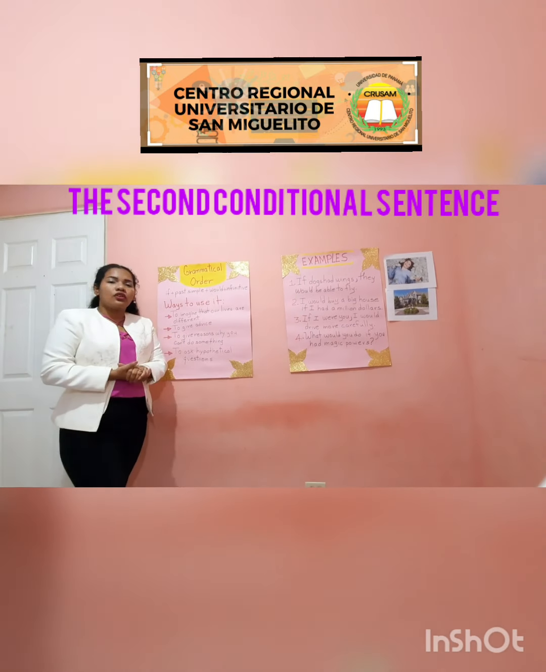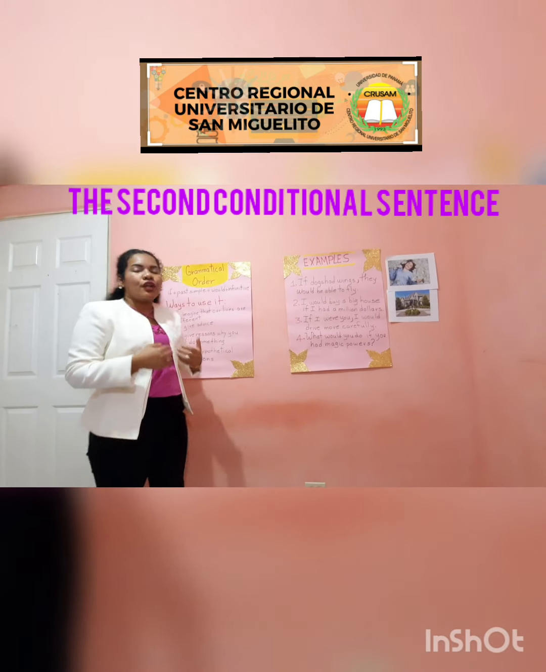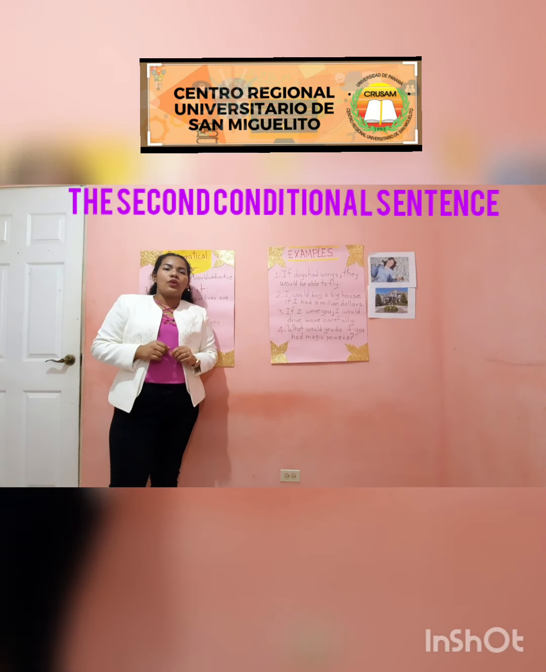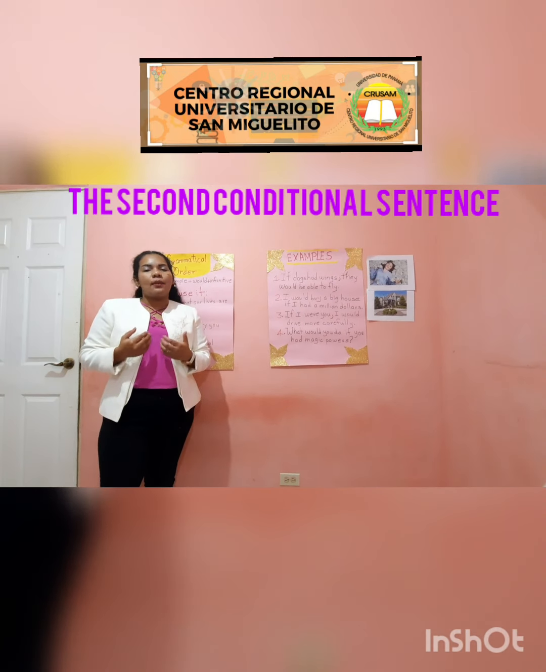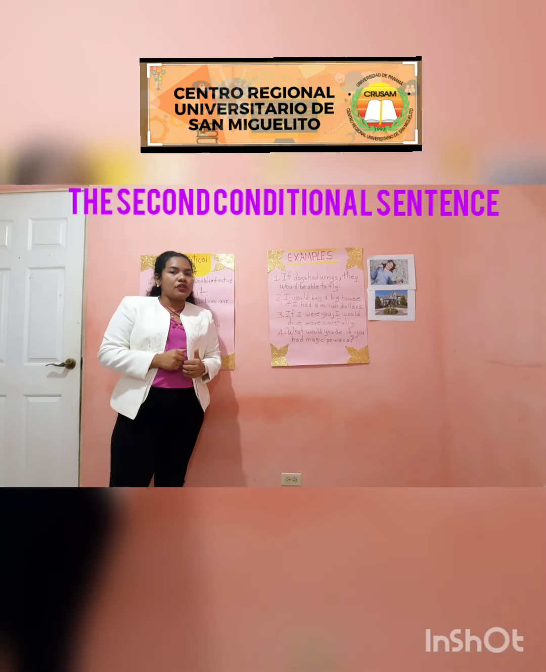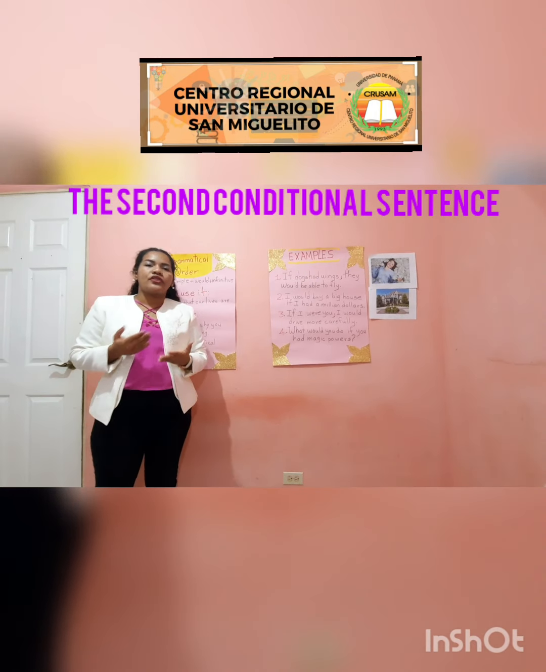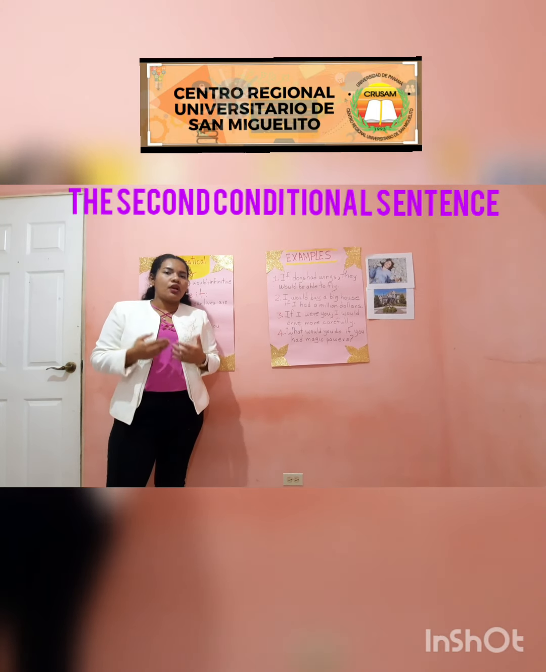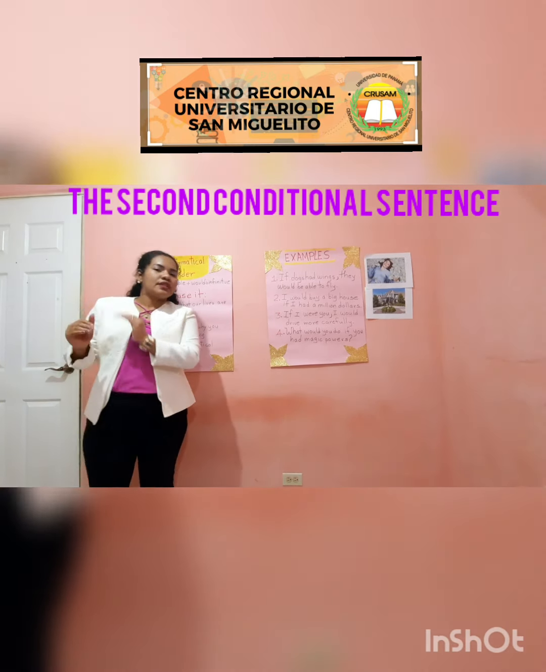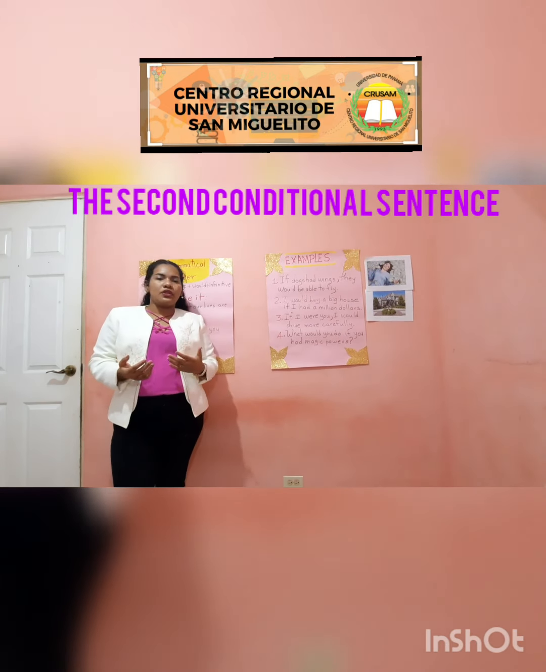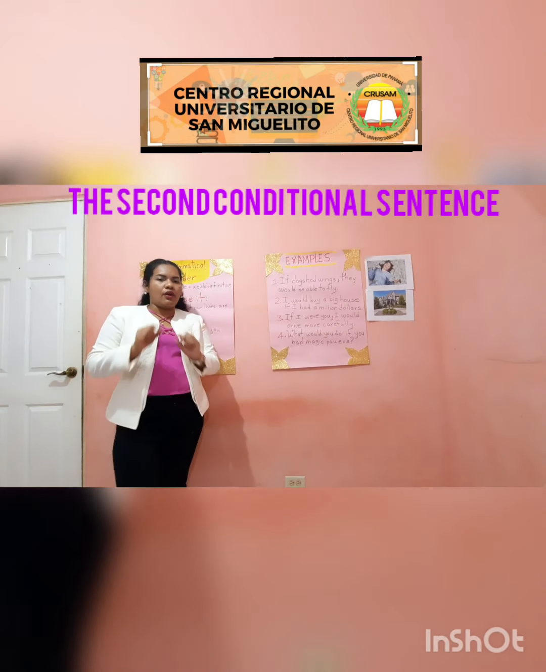In the second conditional sentences, another important thing to talk about is the punctuation, right? We use a comma to separate both clauses. When the if clause comes first, the clauses are separated by a comma. But when the if clause comes in the second part of the sentence, there is no need to use a comma, right? Let's keep that in mind, because in the examples, I'm going to explain more about that.